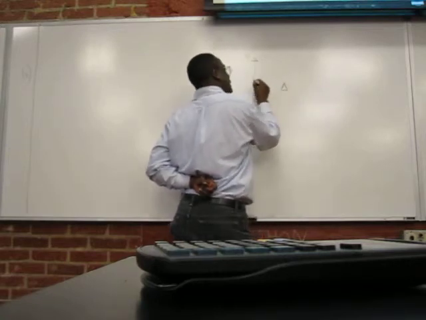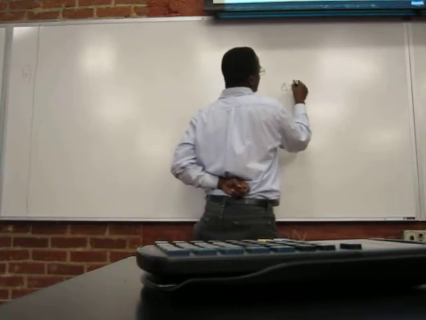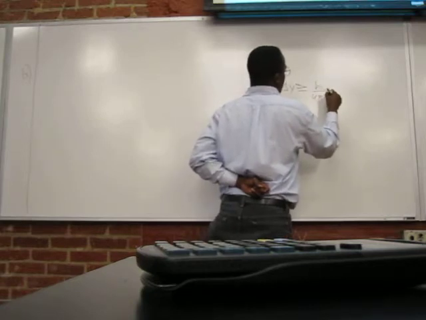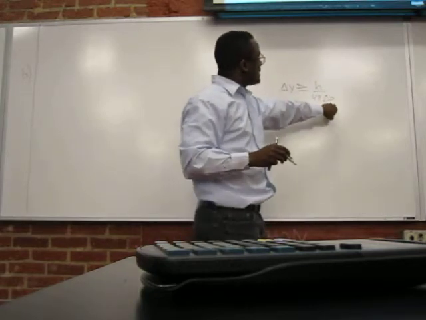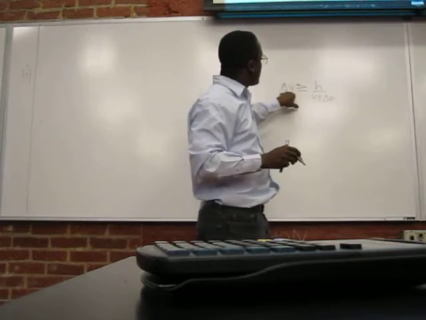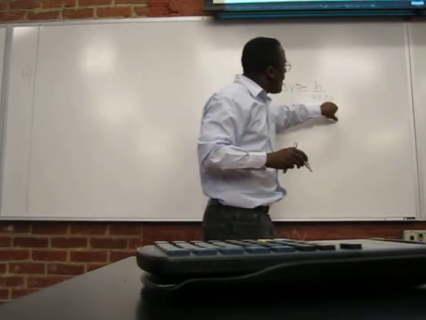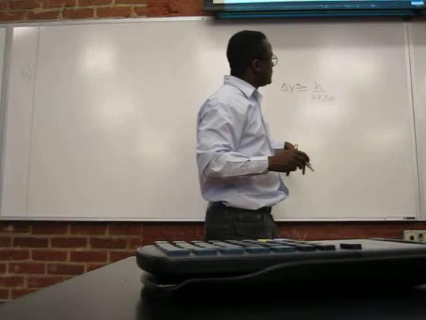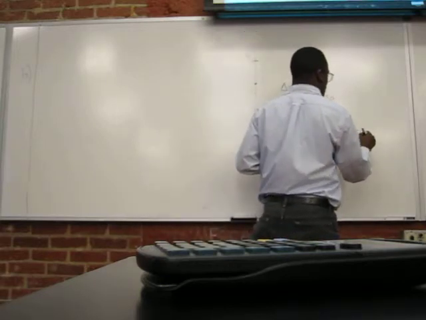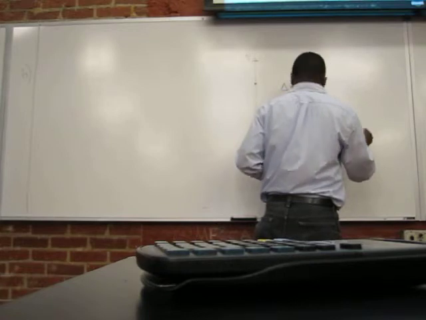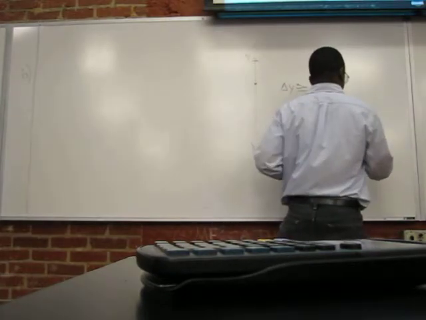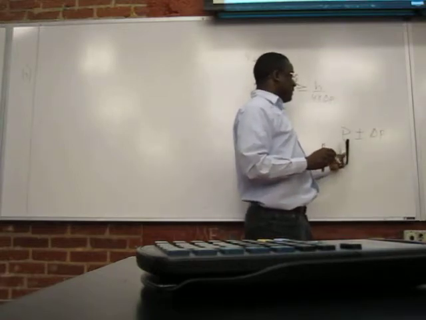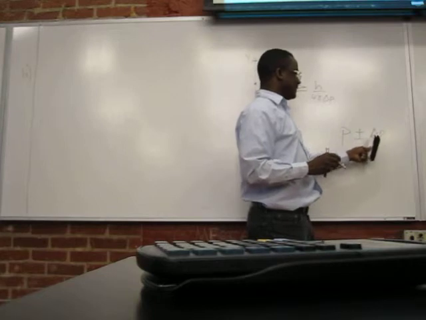The more I know about the particle's momentum, the less I know about its position. Why? Because of this right here. h over 4 pi delta P. This is the uncertainty in the particle's momentum, and this is the uncertainty in the particle's position. The more I know about the particle's momentum, the smaller delta P is, because the particle's momentum is P plus or minus delta P. So it's the actual momentum of the particle plus or minus this uncertainty. Okay?